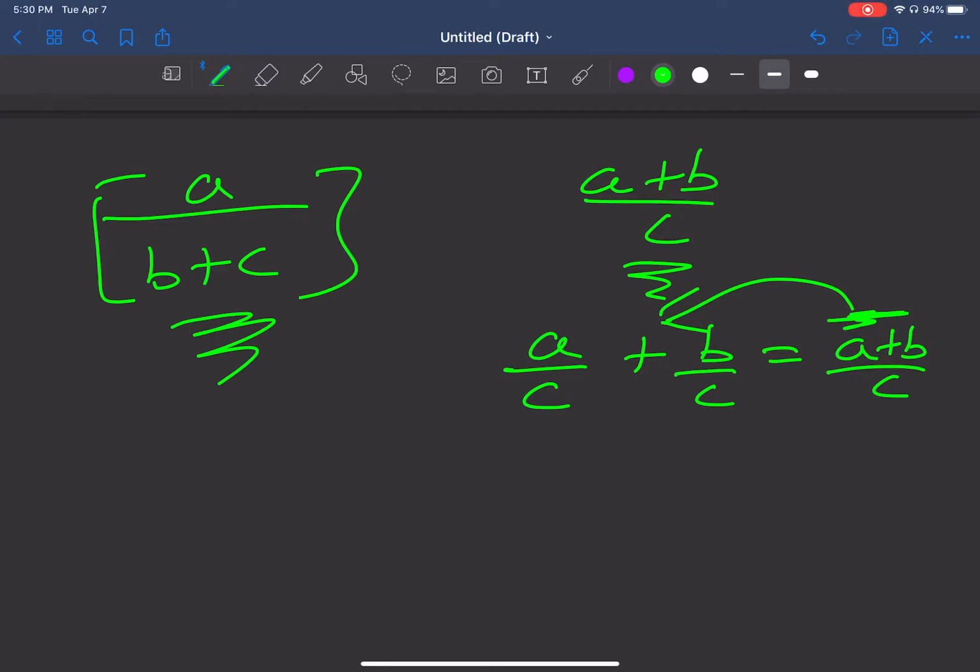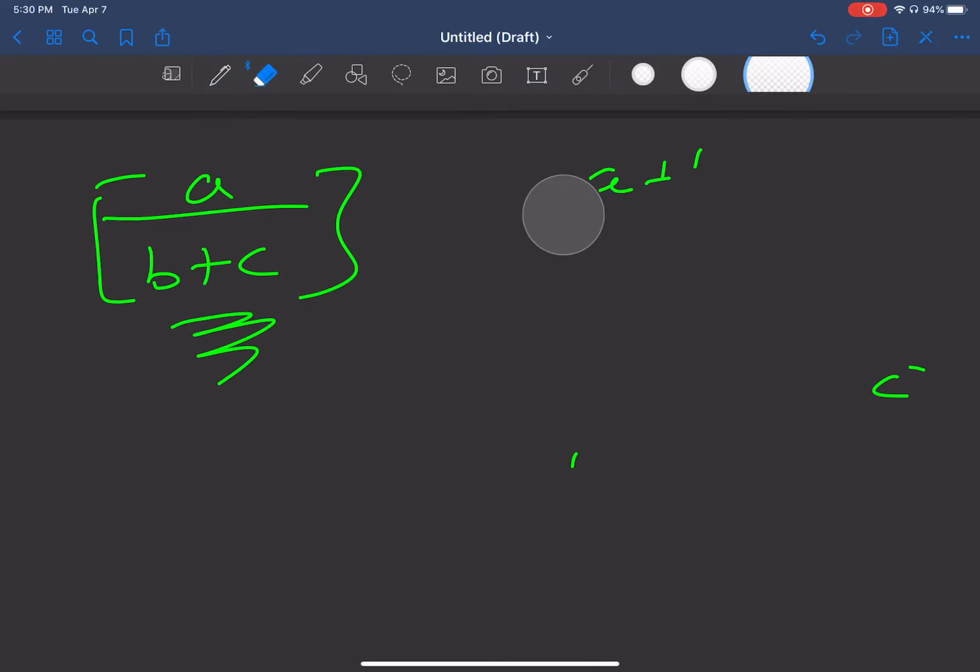And the plus is irrelevant here. You can do A minus B over C, and you can get A over C minus B over C, right? So it doesn't matter. It can be plus or minus. So you just keep the denominator the same.